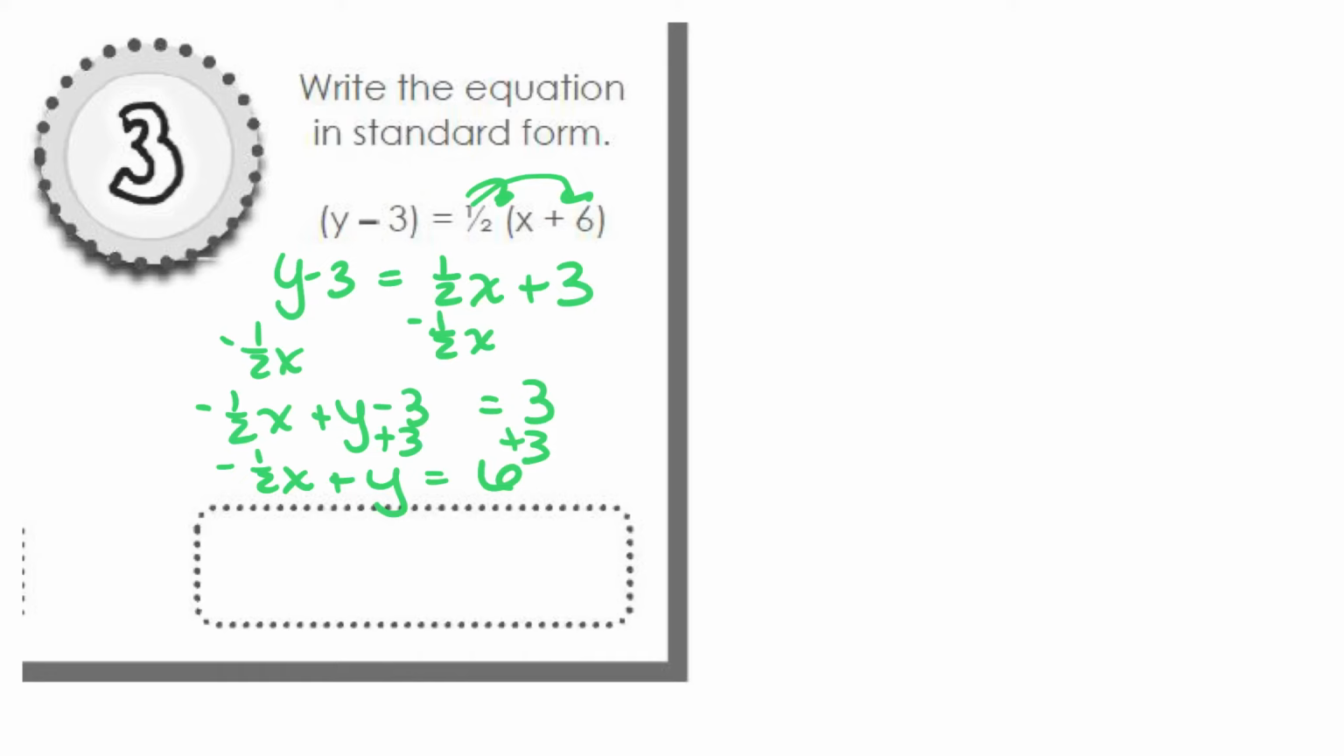Well, I have to have a positive integer, which means I cannot have a fraction or a negative in front of x. So I need to actually multiply my whole equation by negative 2 over 1. And when I do that, I get a positive x in the front minus 2y is equal to negative 12. So remember, you cannot have a fraction, nor can you have a negative in front of x for standard form.